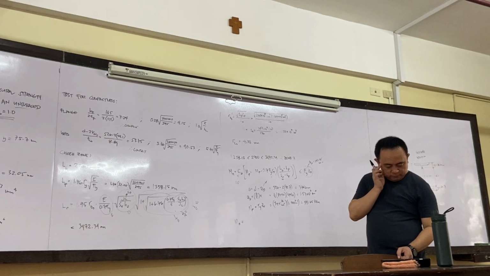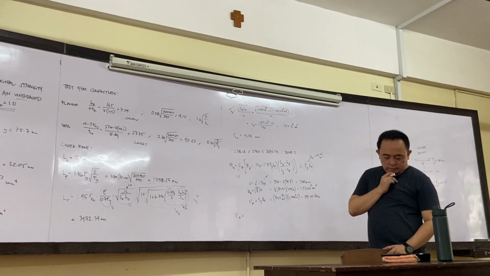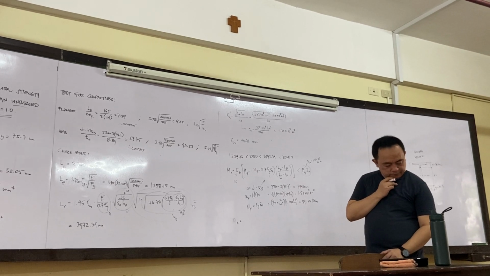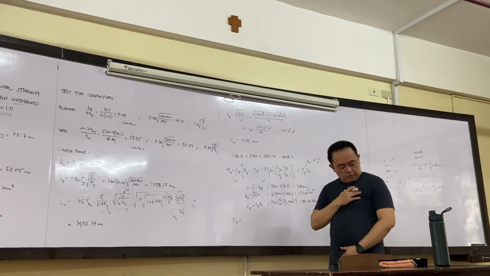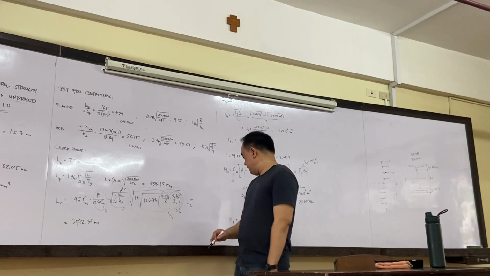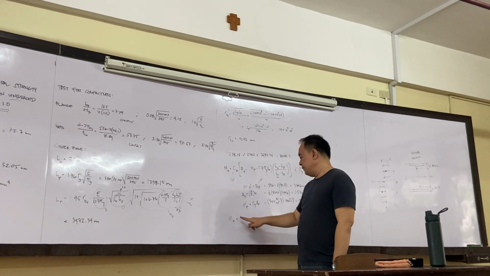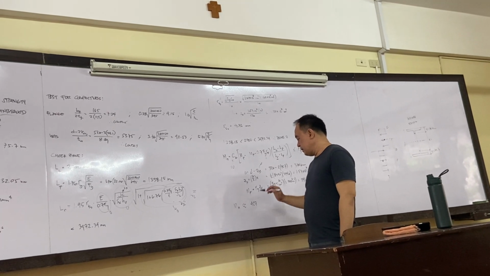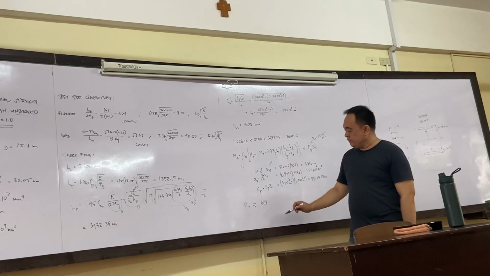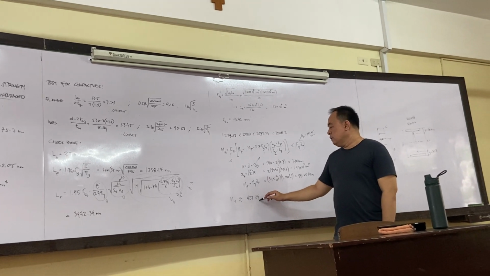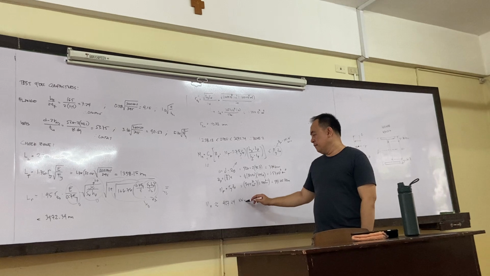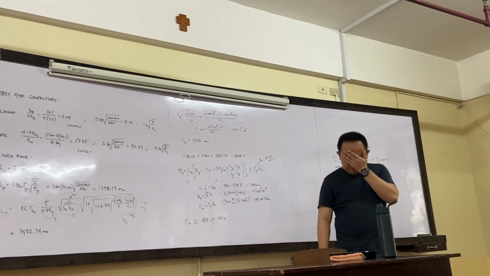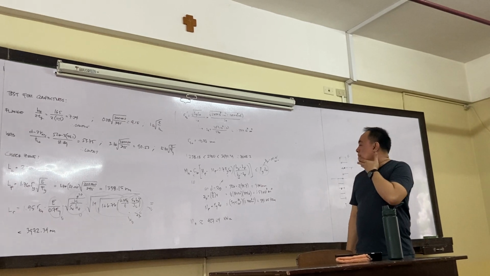Mn should be around 427. Do we divide by 1,000 or 1,000 squared? It should be Mn. Dividing by 1,000 only.